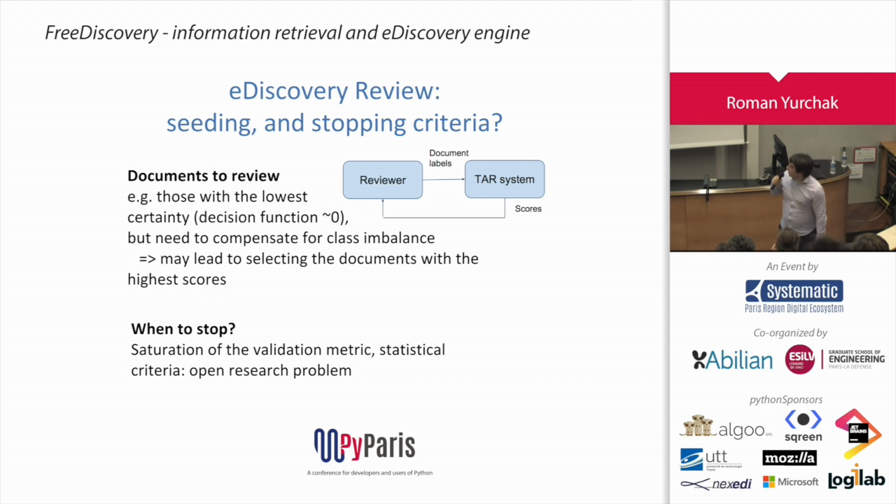Another point is the stopping rule. We do these iterations, and the more we iterate, the more it's going to cost. But then we are going to find new documents. So the question is, what's the right stopping criteria? There are different ways of doing this. For instance, we can compute some metric for the newly reviewed documents and stop when this metric saturates, right? Or there are some statistical criteria to do that, but it's still a bit of a research problem.